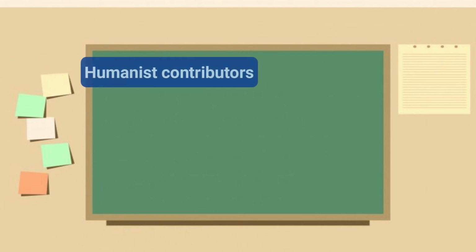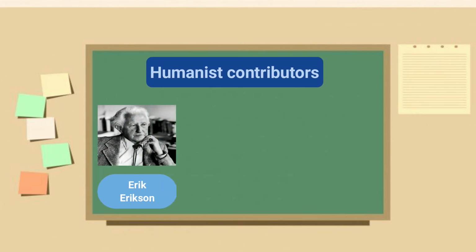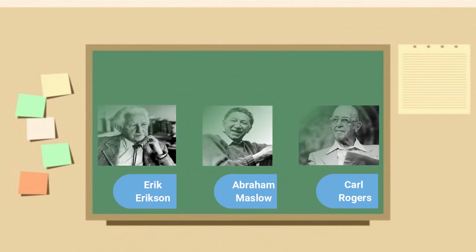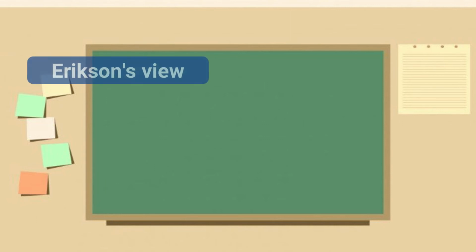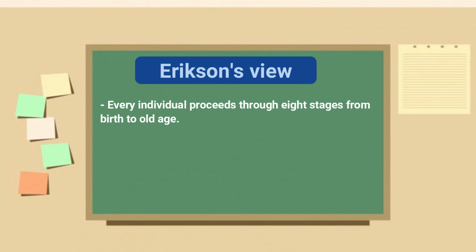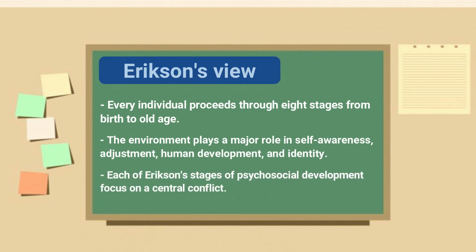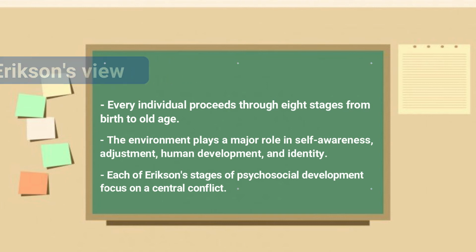And there are a few recognized theorists who contributed to this, and they are Erik Erikson, Abraham Maslow, and Carl Rogers. The first theorist suggests that every individual proceeds through eight stages from birth to old age, each of which poses a particular kind of challenge or crisis. Also, he emphasized that environment played a major role in self-awareness, adjustment, human development, and identity. And each of Erikson's stages of psychosocial development focuses on a central conflict.